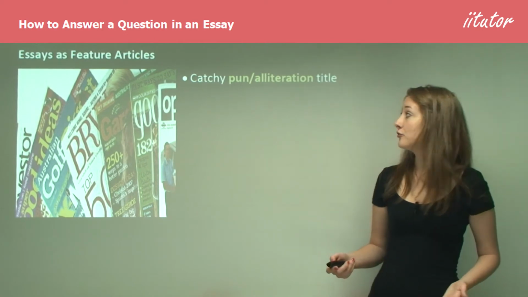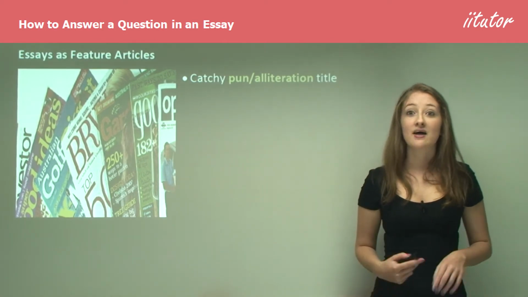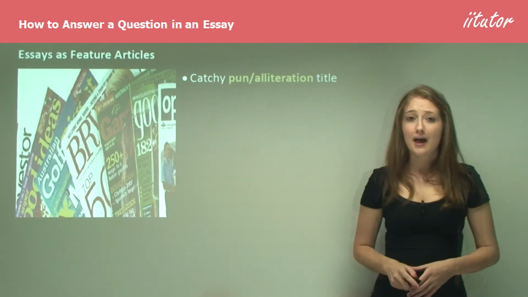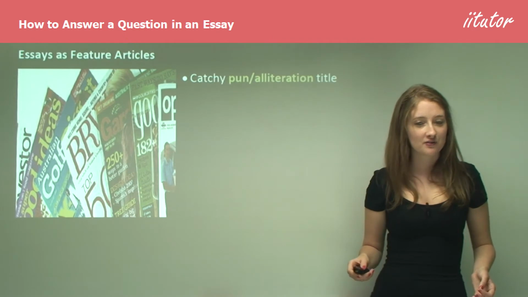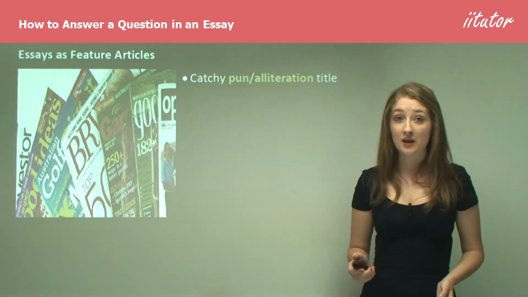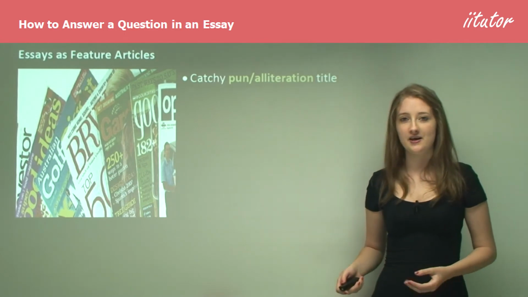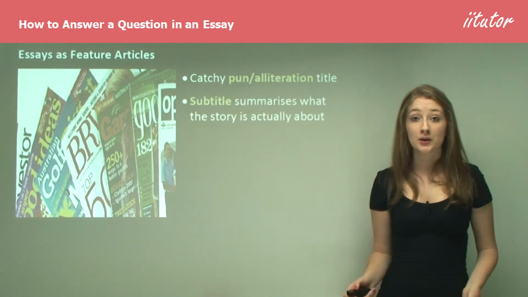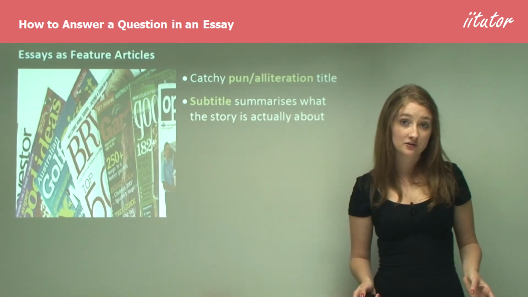Essays as feature articles also include a catchy pun or alliteration title. Now, this might seem a little cheesy, however, this is what they're looking for. It might seem a bit cringeworthy for you to write it down, but this is the sort of thing which the marker wants to demonstrate that you have an awareness of this text type. You also then want to include a subtitle, which summarizes what your story is actually about.